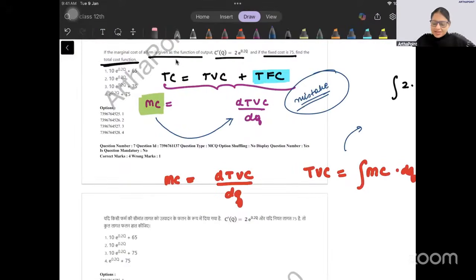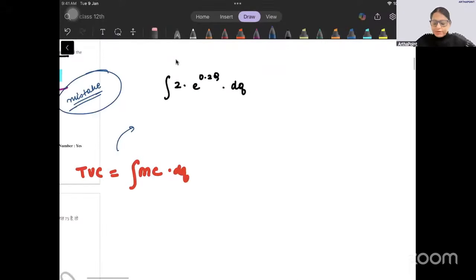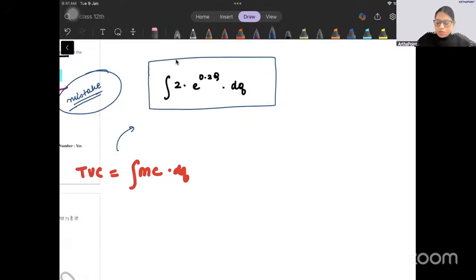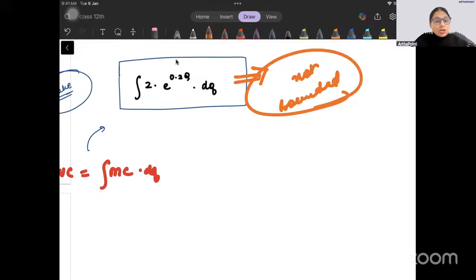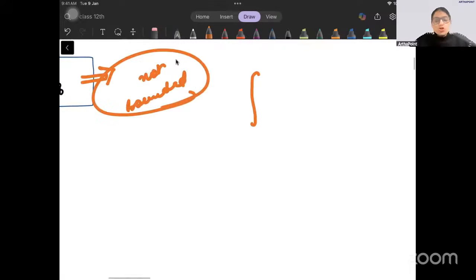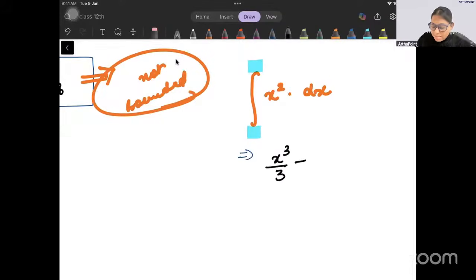And what mistake is that? You have to understand that when we are integrating this, this integration is not bounded. और इसका क्या मतलब है? इसका मतलब ये है कि when I integrate x square dx, but there is no lower and upper bound, there is no limit, तो इसका integration will be x cube by 3 plus c.